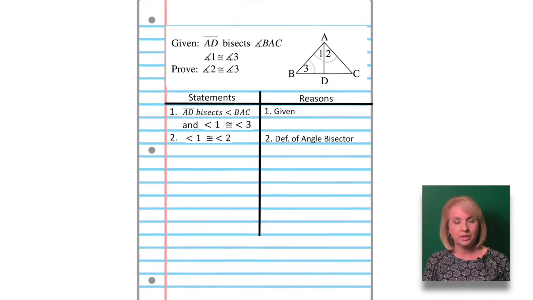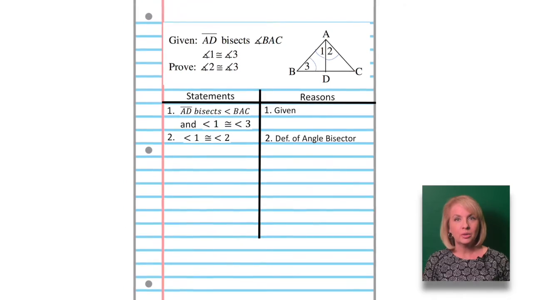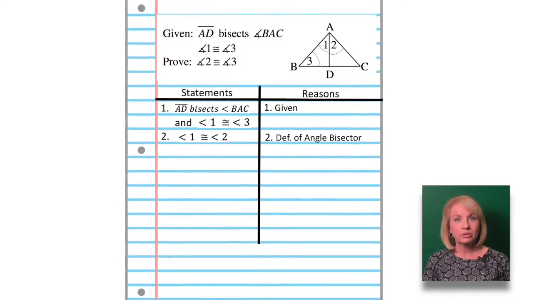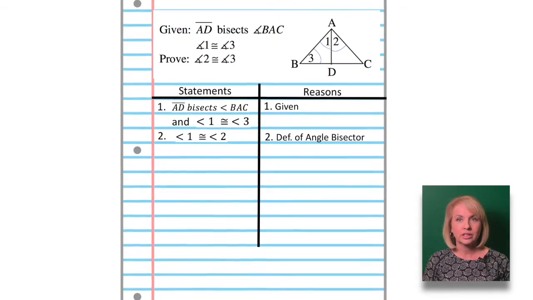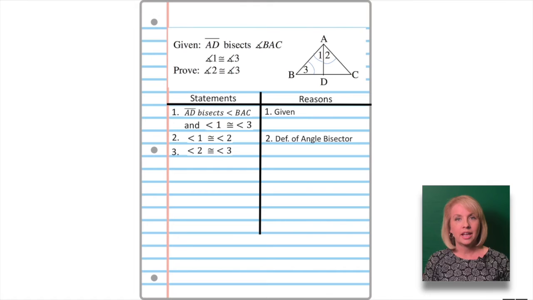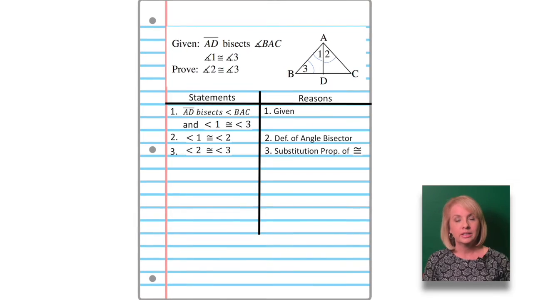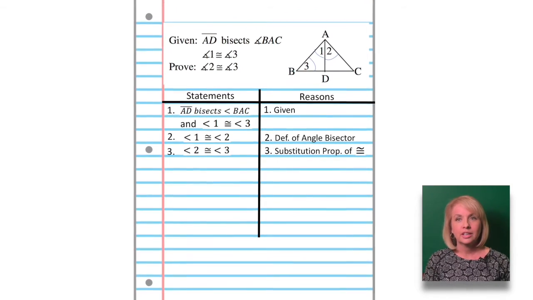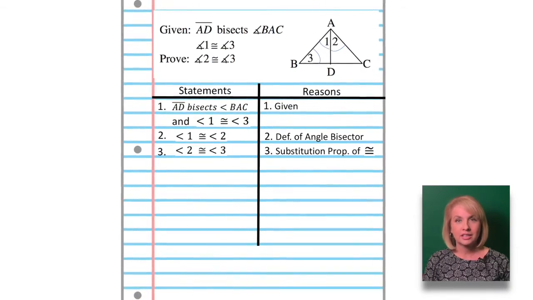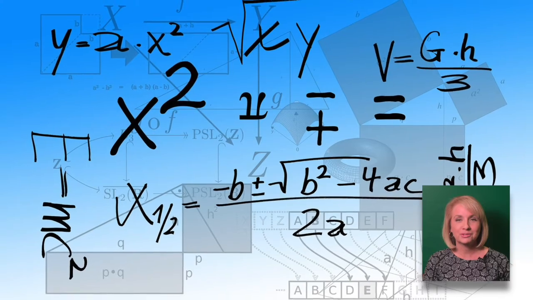Using the second piece of given information, which is that angle 1 and angle 3 are congruent, along with the statement in step 2 that angle 1 and angle 2 are congruent, we can finish the proof in step 3 by stating that angle 2 is congruent to angle 3. Since we know that angle 1 is congruent to angle 2, we can substitute angle 2 in for angle 1. Therefore, our reason for step 3 is the substitution property of congruence. We've just completed our first proof.